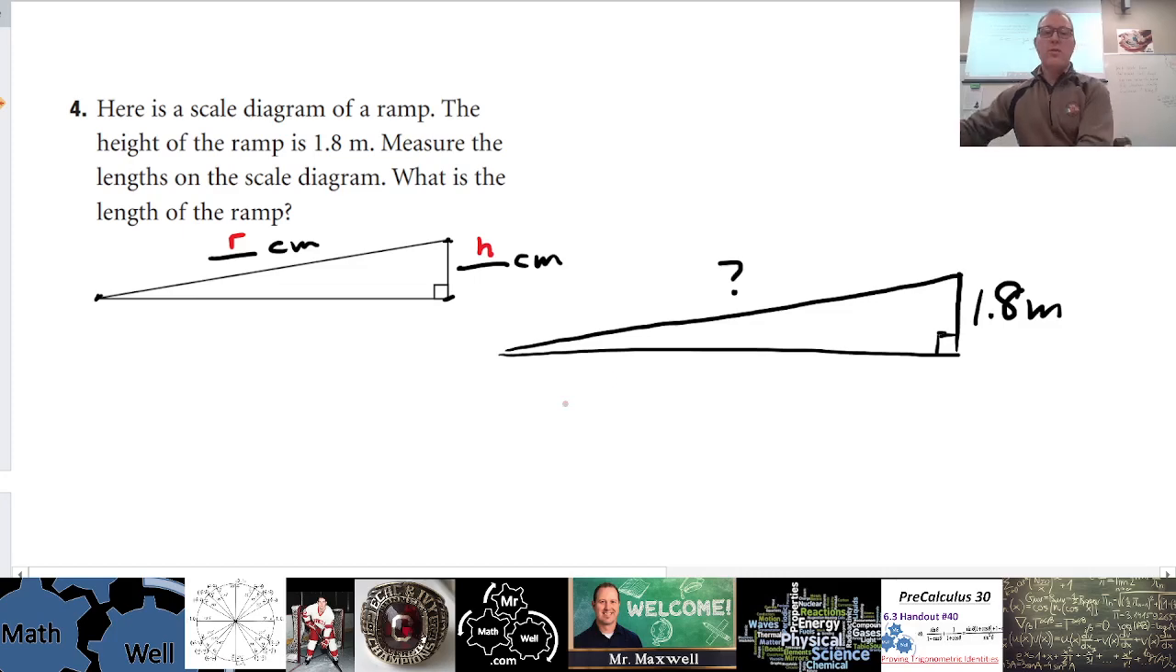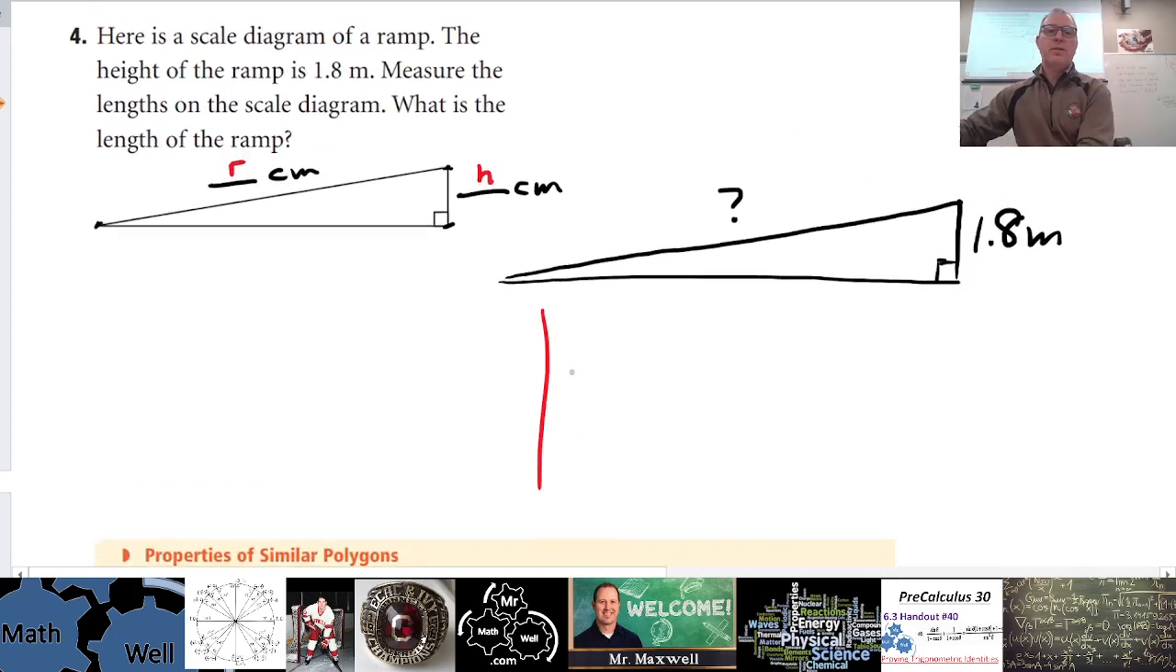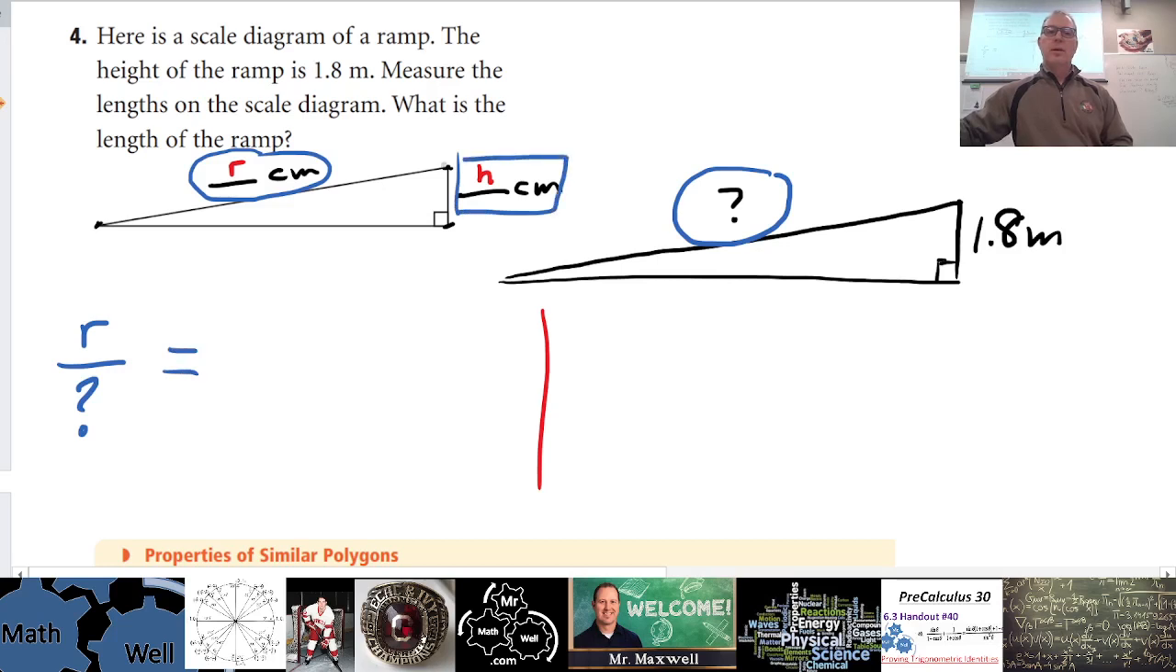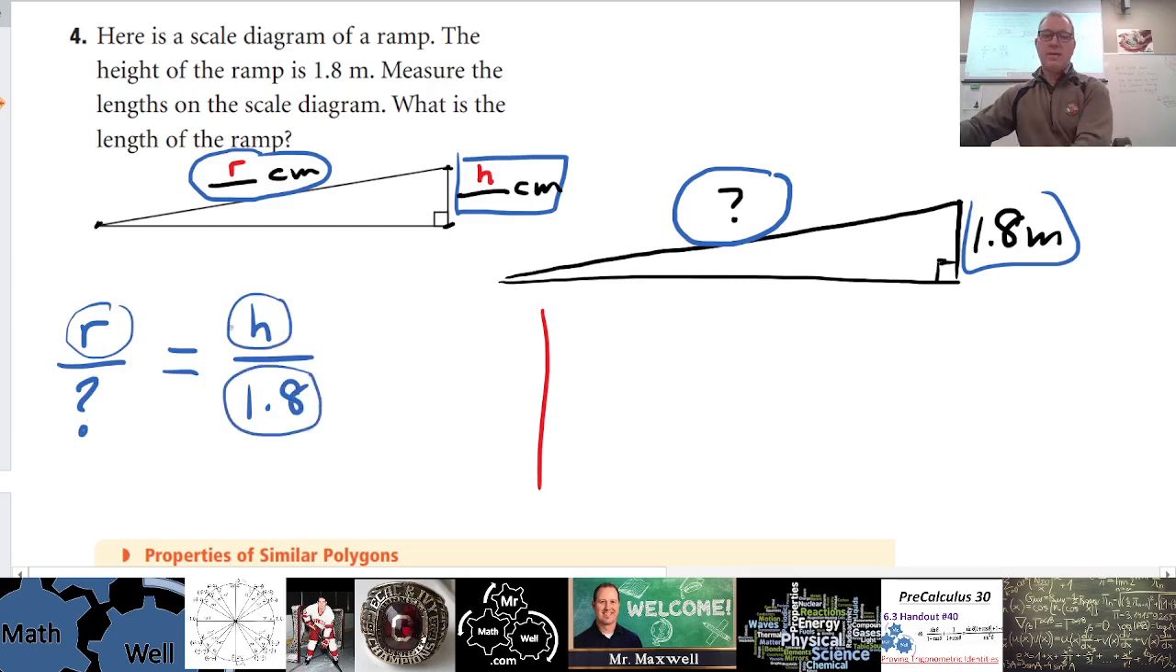There are 2 different ways that you could set up the answer to this question. In the textbook, they teach you to find the corresponding sides of both situations. So here's r and here's the unknown. You're going to measure r, so you have r over the unknown quantity equals, and we go back to the same diagram, h over 1.8. So whatever h centimeters is, over 1.8. Because these are actual measured numbers, you have 3 numbers and 1 unknown, and then you need to solve for that.